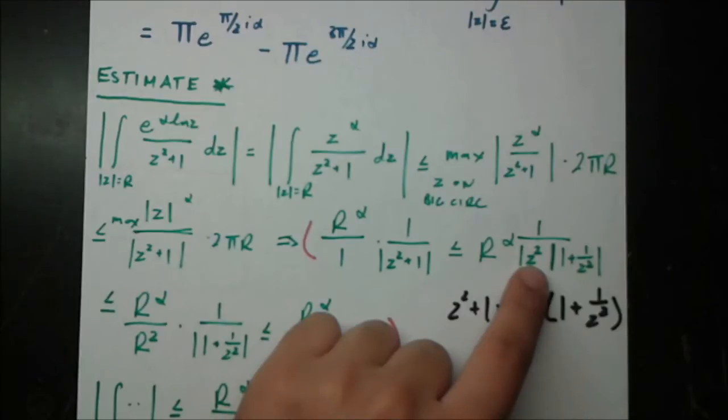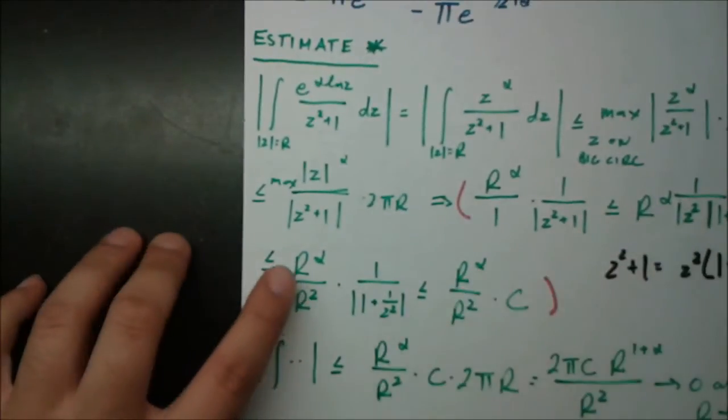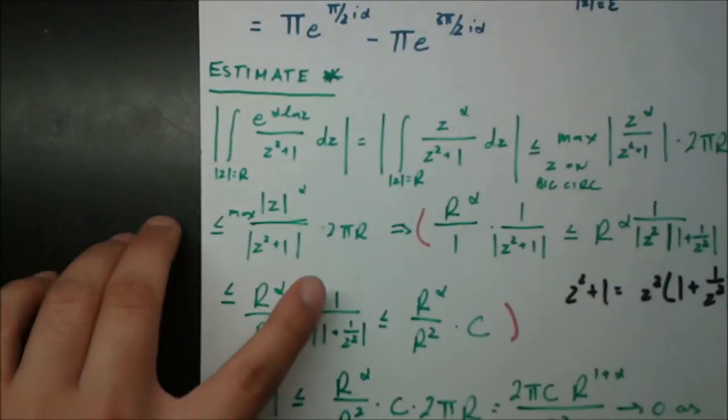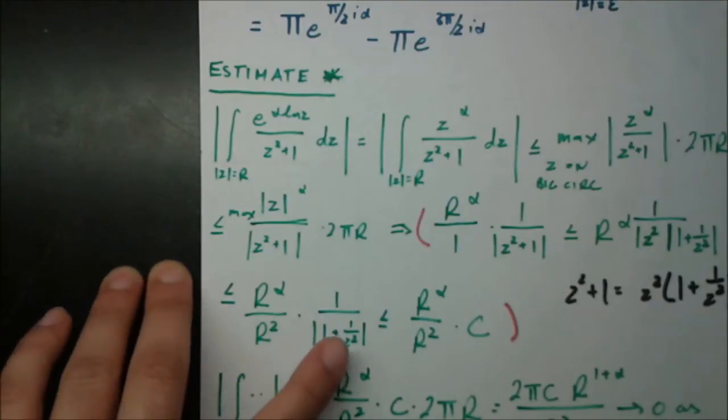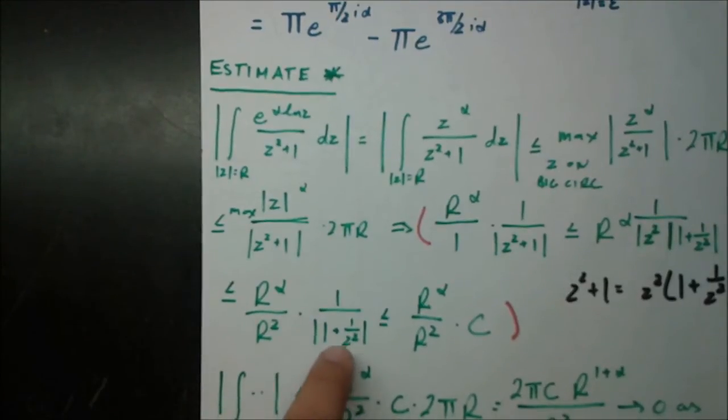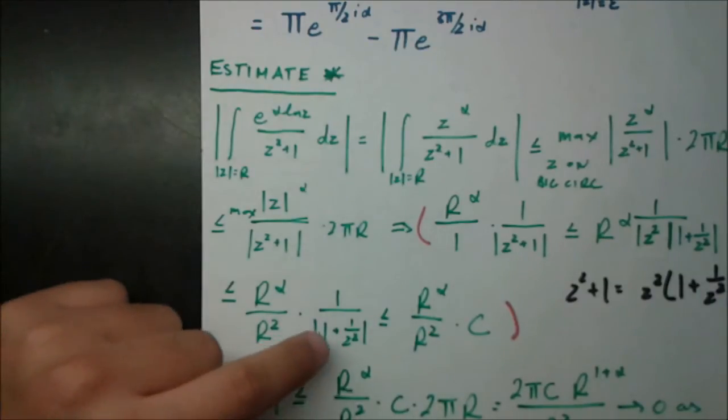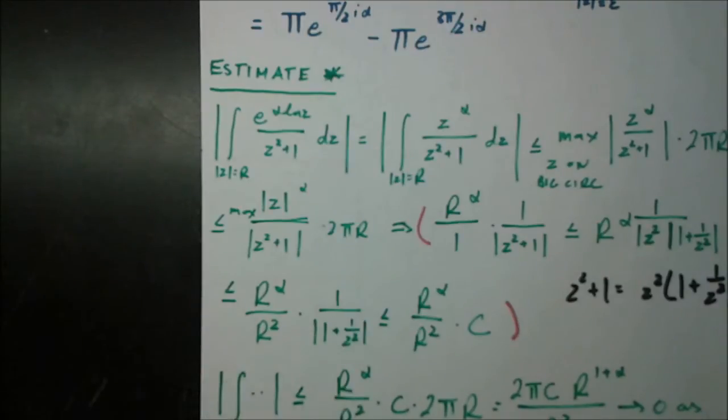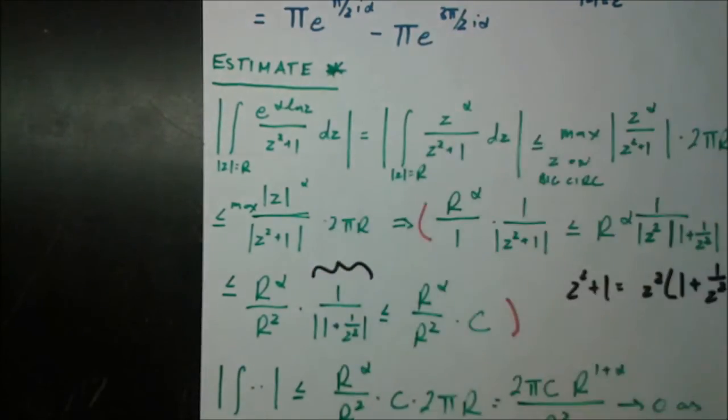Now what's modulus of z squared? Since modulus of z is r, we're going to get r to the alpha over r squared, and we're left with 1 over modulus 1 plus 1 over z squared. Now this looks kind of horrendous, right? Because we don't know how to estimate this. Well, the fact is we don't really need to. Because think about what you're doing. You're trying to find the maximum value of this on the circle, right?